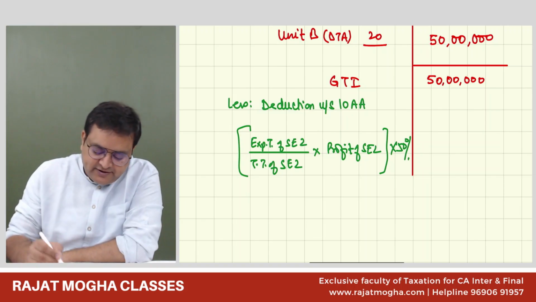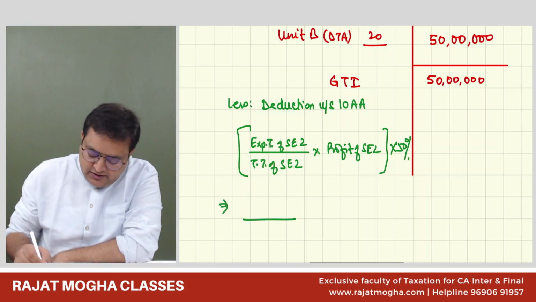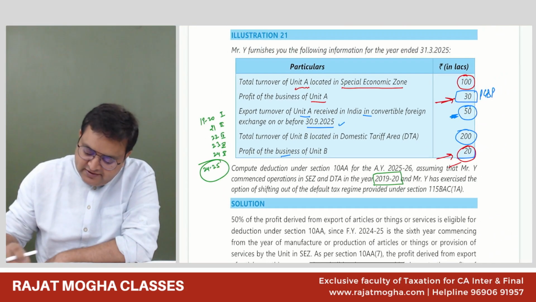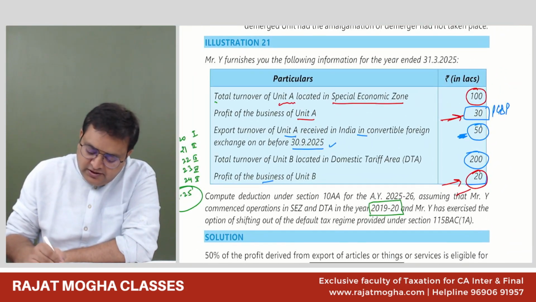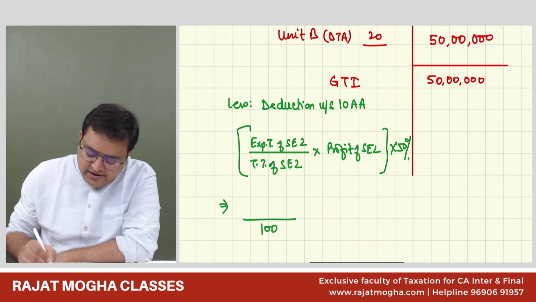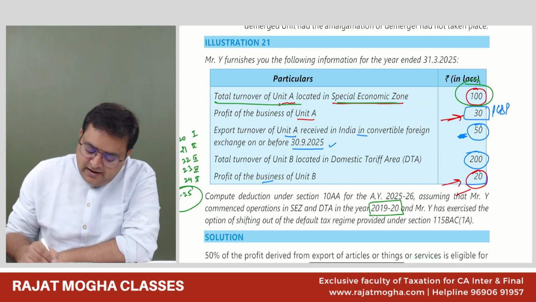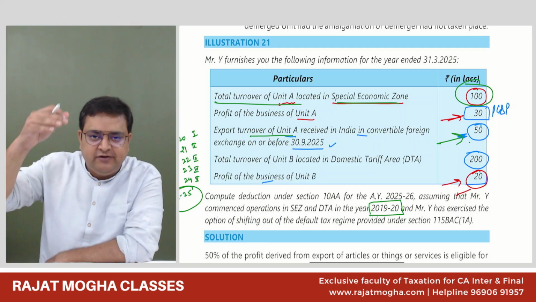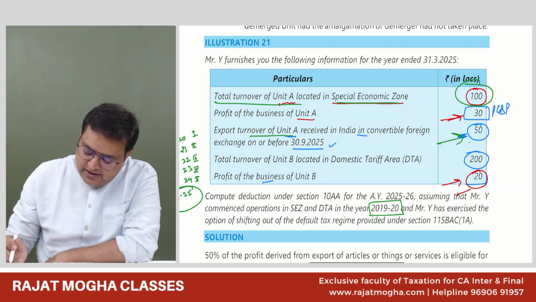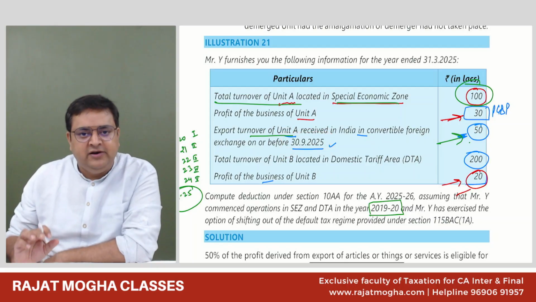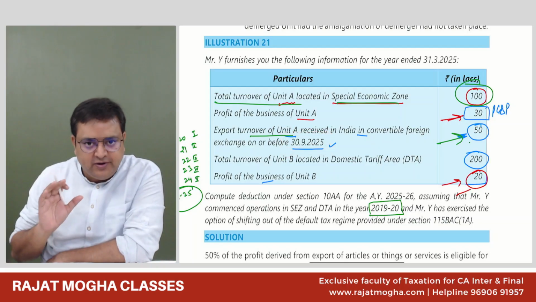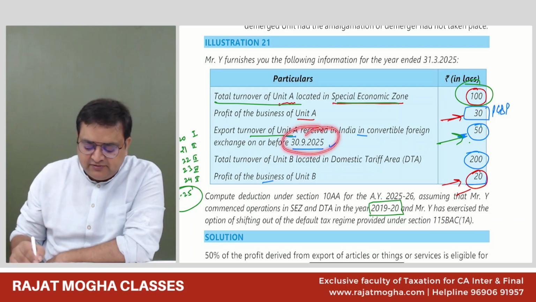Okay. Now let us write these figures over here. So the total turnover of SEZ was how much? It was given, the total turnover of unit A, SEZ, was 100 lakh. So in the denominator, I will write 100. Export turnover of unit A was 50 lakh. So I should write 50 lakh in the numerator. And they are also saying that this is the turnover which is received on or before 30th September 25. Again, I believe you are able to recollect this date. Why have they given this date? This is 6 months from the end of the year.